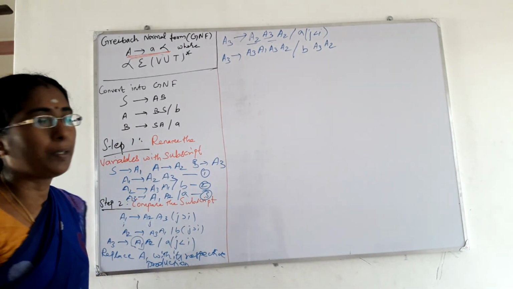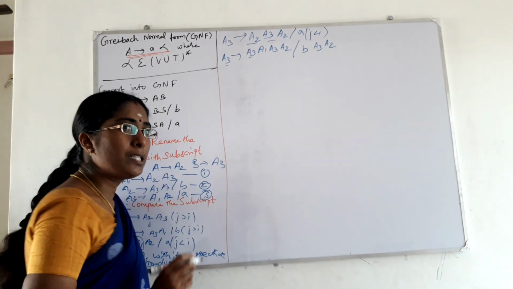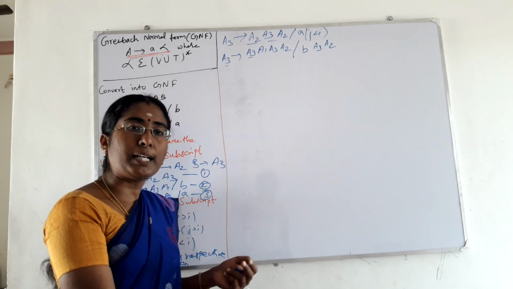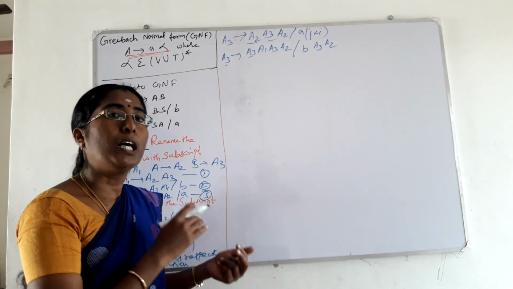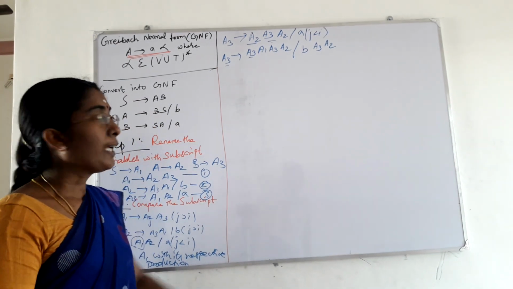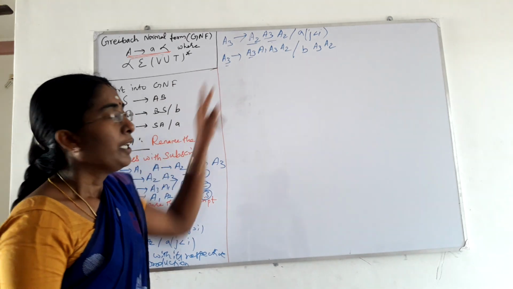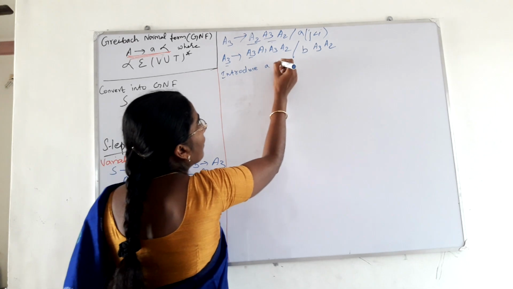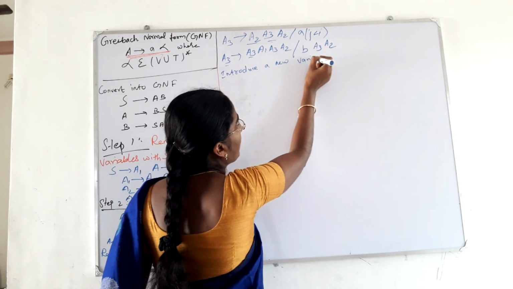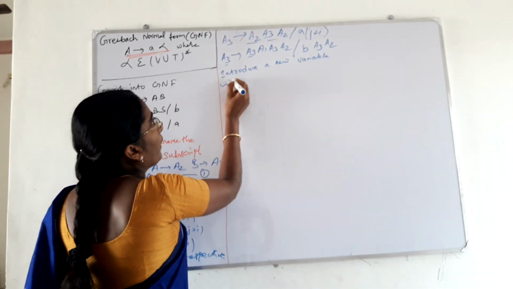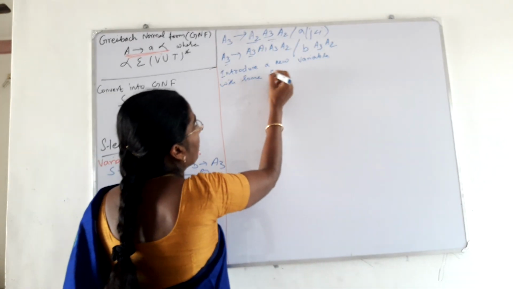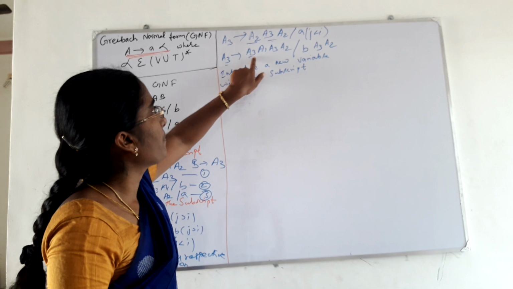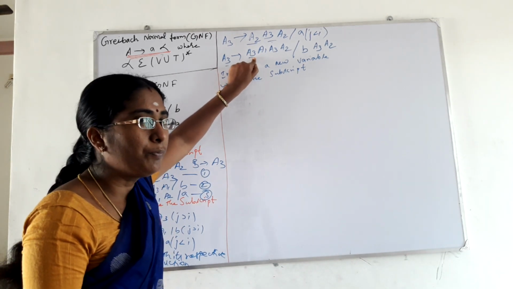Again compare the subscripts. Here what about the subscripts? Both i and j are equal to 3. If the variable on the left hand side and the first variable on the right hand side have the same subscript, we have to introduce a new variable. If the subscripts are equal, introduce a new variable with the same subscript. Same subscript means here we have the subscript 3.